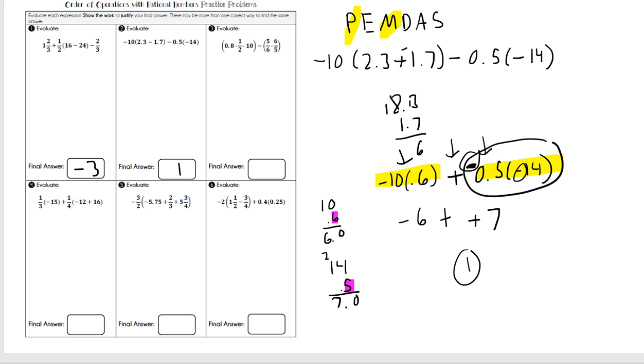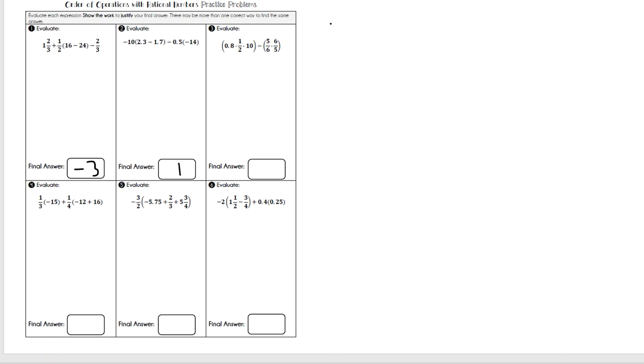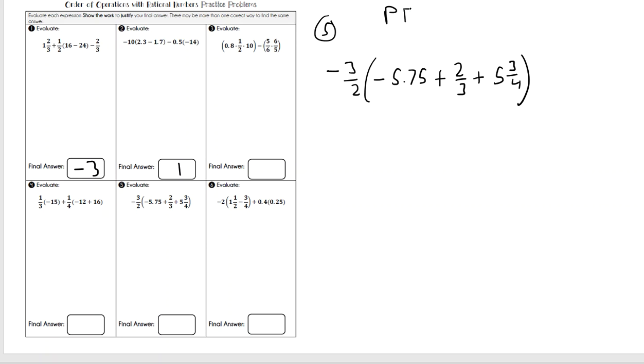Final answer. Okay, the next one I am going to do for you is number 5. We have negative 3/2 times negative 5.75 plus 2/3 plus 5 3/4. Okay, for this one, remember we want to do parentheses first, then exponents, then all the multiplications and divisions working left to right, then all the additions and subtractions working left to right. Inside the parentheses, we have a negative 5.75 plus 2/3 plus 5 3/4.